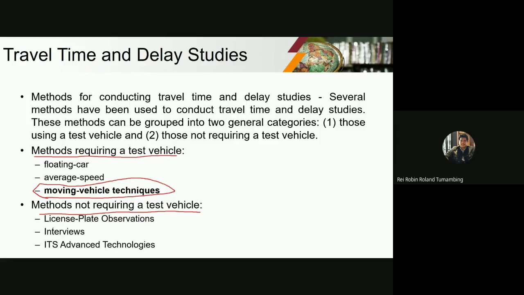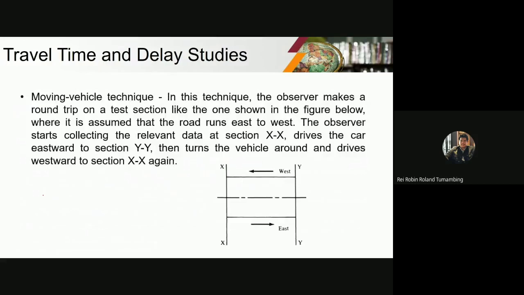technologies. When we talk about interviews, this is where you do a survey. You have a questionnaire that you let the end users answer. So we would be focusing on the moving vehicle technique. So what is the moving vehicle technique?